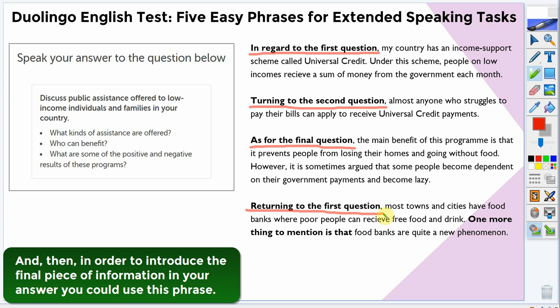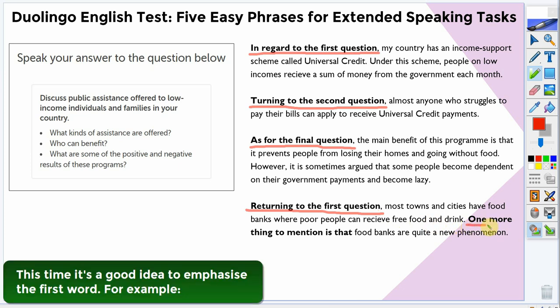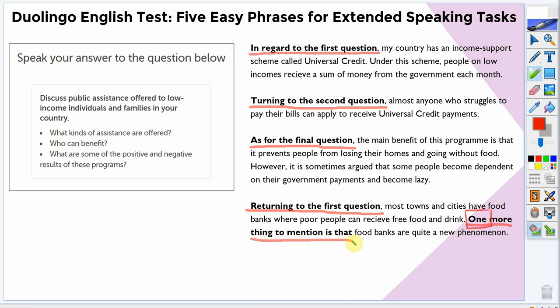And then, in order to introduce the final piece of information in your answer, you could use this phrase. This time, it's a good idea to emphasize the first word. For example, one more thing to mention is that food banks are quite a new phenomenon.